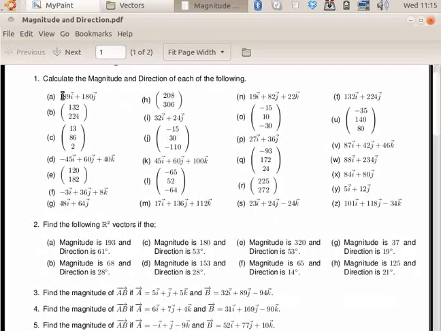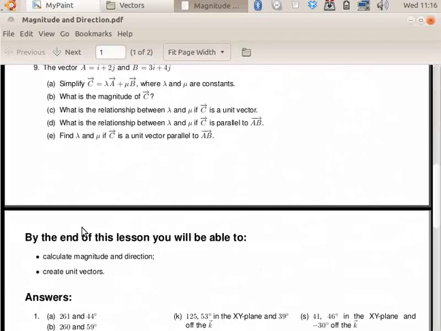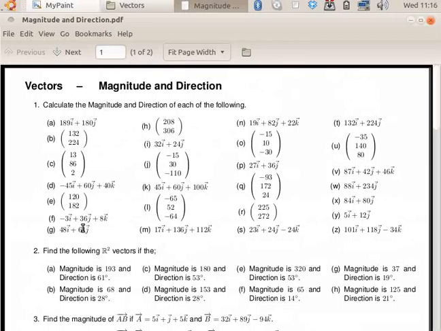Okay, so just to get you started, I'd like everybody to give me the magnitude and direction for this vector here. So take out your calculators and give me the magnitude and direction of this vector. This is the magnitude. What did you say? 261. Yep. And then the angle now.